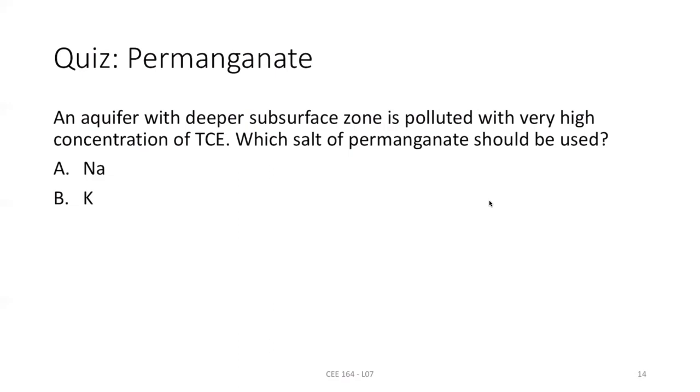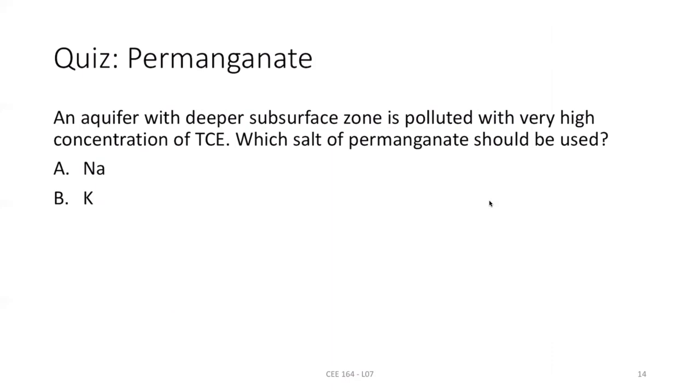So you have two choices, sodium versus potassium. The difference is one is more soluble. If it is soluble, that means it can go deeper into groundwater. If it is insoluble, obviously you cannot inject it because it will precipitate. So solubility is the advantage because that means you can inject with water. As I said in the previous slides, one of them is soluble. That means that can go deeper. So that's the way to interpret this question.